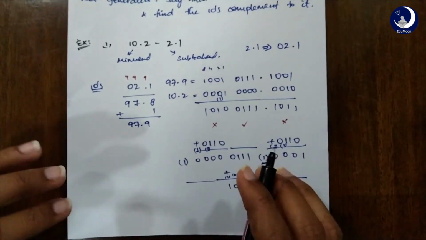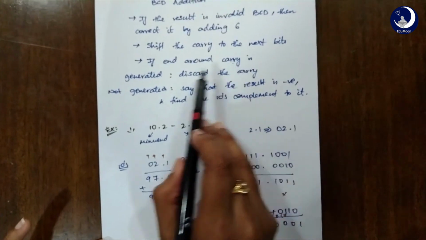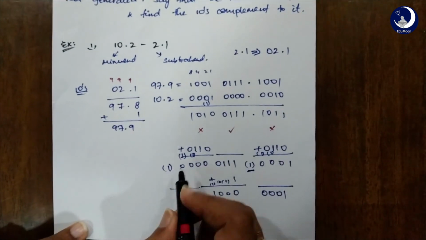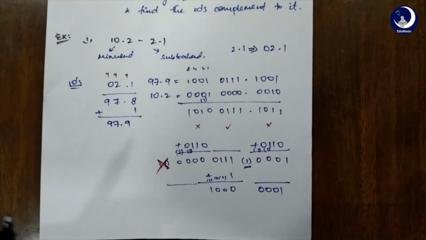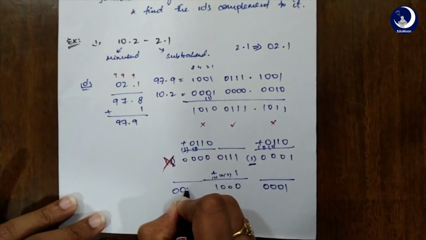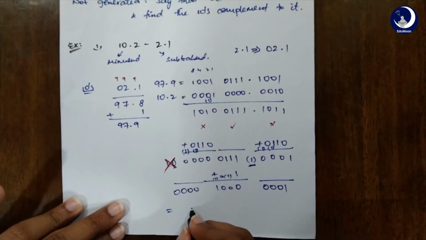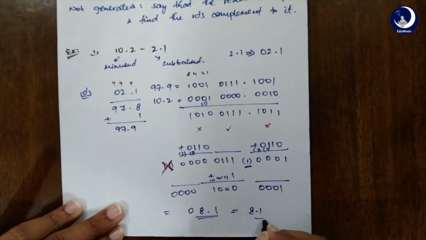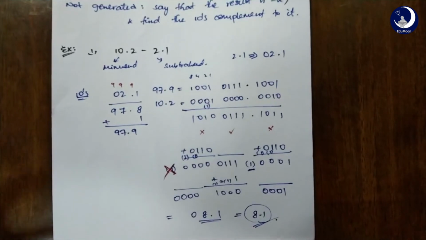Now what we'll be doing again, now check. If an end-around carry is generated, we just discard the carry. So here we got an end-around carry. So we are just discarding this one. So here it will be 0000. So what is your final answer? 08.1, which is equivalent to 8.1. So finally you got your answer.